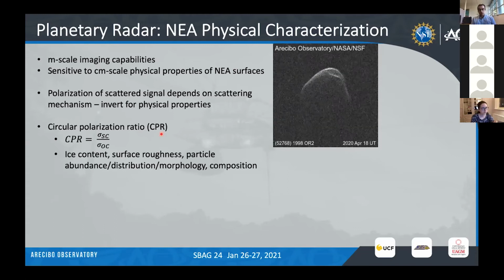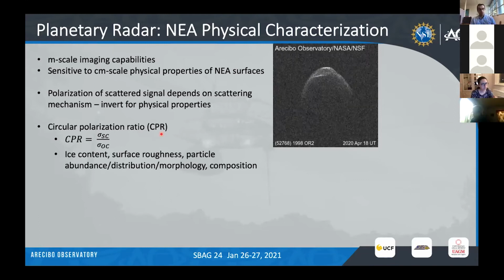So planetary radar systems transmit a circular polarization and then receive in the orthogonal left and right-handed circular polarizations that are often termed same sense as that transmitted or opposite sense to that transmitted, where the ratio of these two is the CPR. And the CPR has been shown to be sensitive to a variety of properties on the surface, such as ice content, surface roughness, particle abundance, distribution, and morphology, and the composition in the surface.